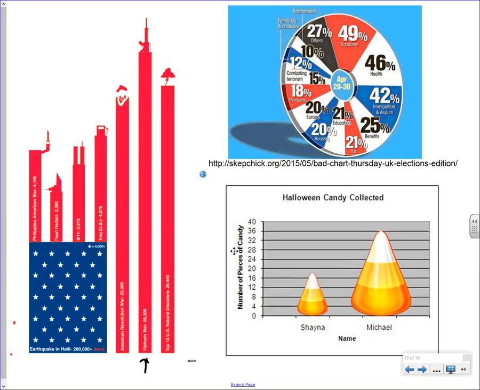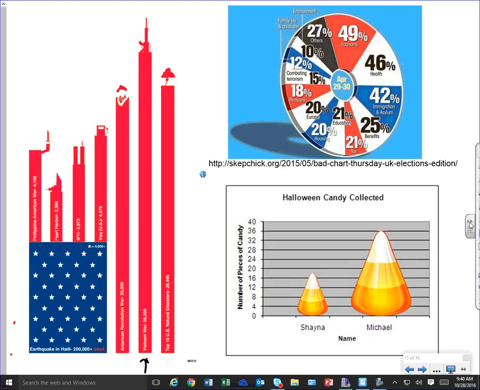They looked at the number of pieces of candy and these two people. Shayna collected about 17 or 18, I guess, and Michael collected about 36. So Michael collected about double of Shayna. But looking at this candy corn, does it look twice the size of this? Well, not really. It looks much bigger than twice the size.